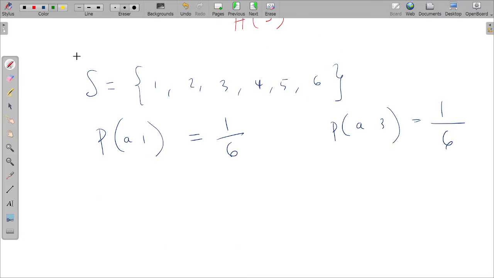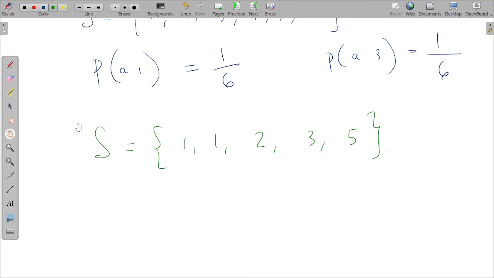Alright, let me give you another sample space. Alright, this is another sample space, and I want to find the probability of a 1. How many 1s do we have there? That is 2, all over the number of sample points. How many sample points? 1, 2, 3, 4, 5. So that will be 2 over 5. What is the probability of a 3 here? It is just 1 over 5, because there is just one 3. Hope you understand that concept.